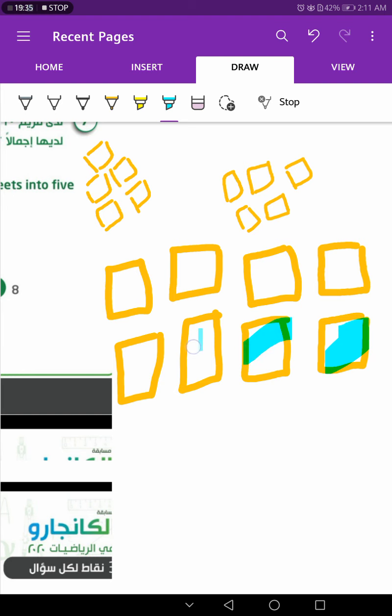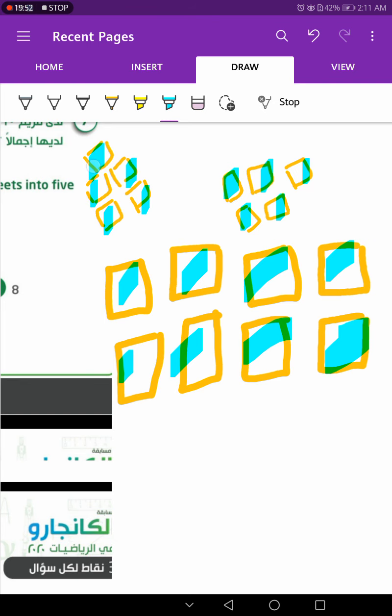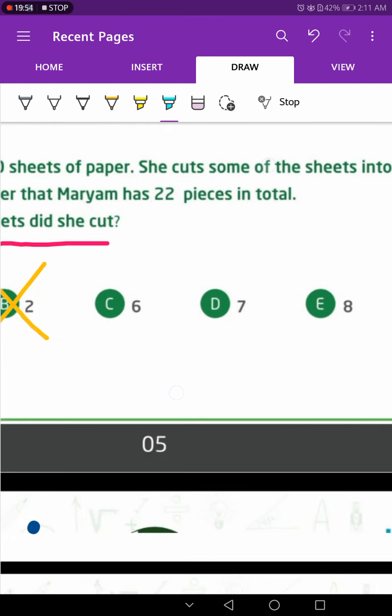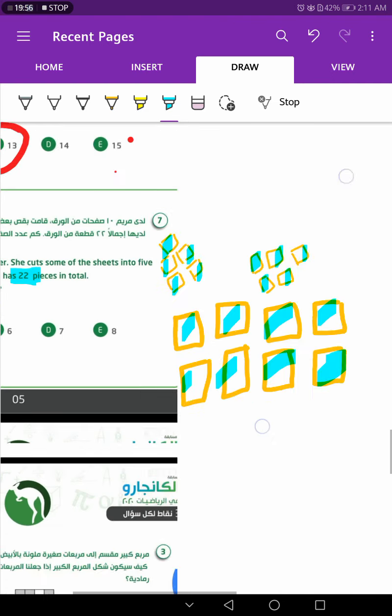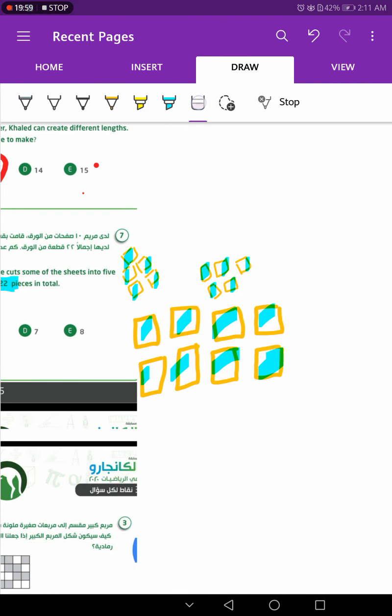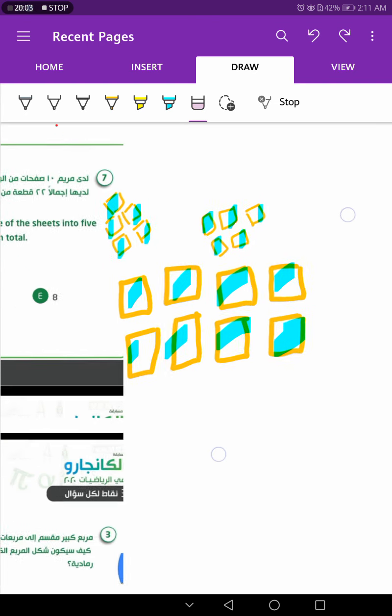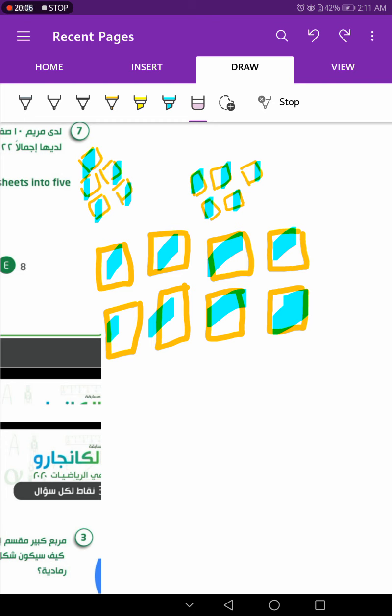We have 8 here, 1 2 3 4 5 6 7 8, and 10 here. 8 9 10 11 12 13 14, 15, 16, 17, 18. But he looks for 22. So it is not correct. So eliminate this. So 22. So cut another square here into 5 parts.